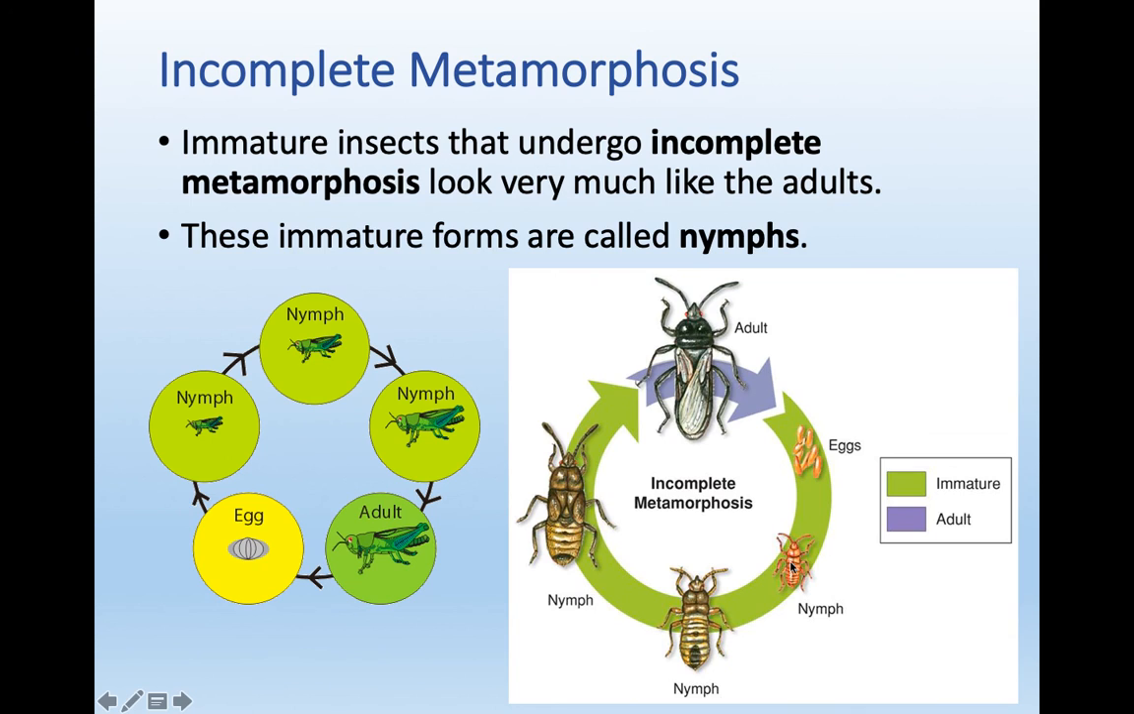So this nymph will get bigger. It gets a little bit too big for its exoskeleton. It'll molt that skin and be able to get a little bit bigger, and so on and so on. And then eventually we'll get to a last molt where that nymph will shed its exoskeleton and emerge as the adult form. And there you go. That adult form is ready for reproduction to produce more eggs and so on.